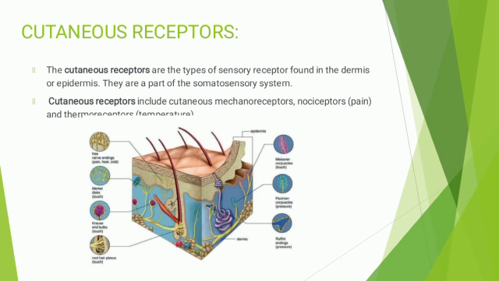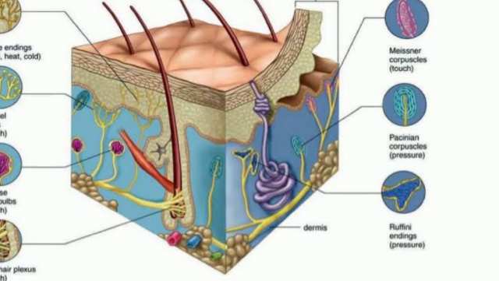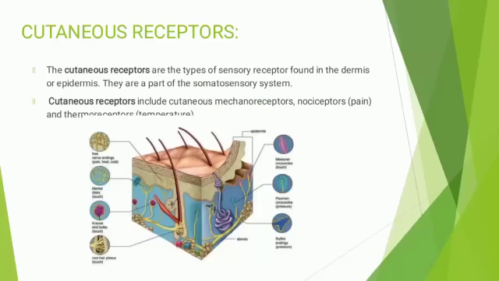Now we discuss the cutaneous receptor. The word cutaneous is related to the skin. Cutaneous receptors are a type of receptor found in the dermis and epidermis. They are part of the somatosensory system. Cutaneous receptors include cutaneous mechanoreceptors, nociceptors, and thermoreceptors. Nociceptors are specialized for pain, and thermoreceptors are specialized for temperature. In this diagram, the dermis, epidermis, root hair follicles, nerve endings, Pacinian corpuscles, free nerve endings, Merkel's disc cells, and root hair plexus show the cutaneous receptors.